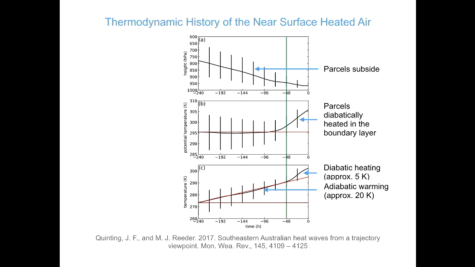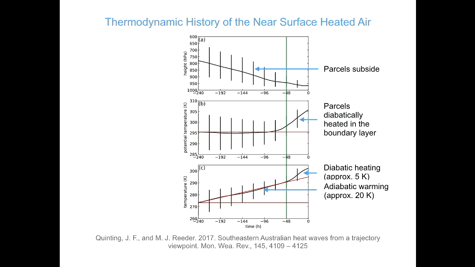What happens when parcels subside? They go from low pressure to high pressure. They are compressed. And if they're compressed, they warm. They warm adiabatically. So we're not heating the parcel through radiation or latent heating. Just squeeze the air mass and you increase the temperature. It's a consequence of the first law of thermodynamics.